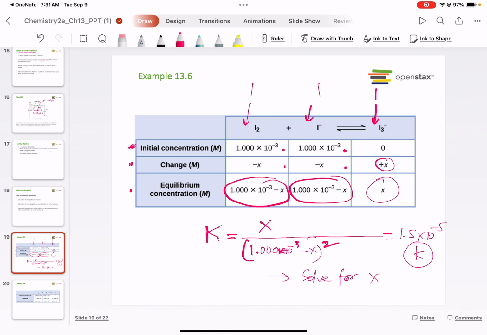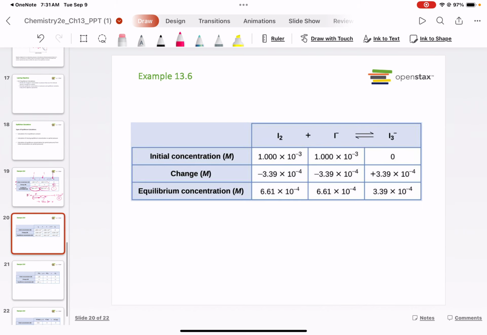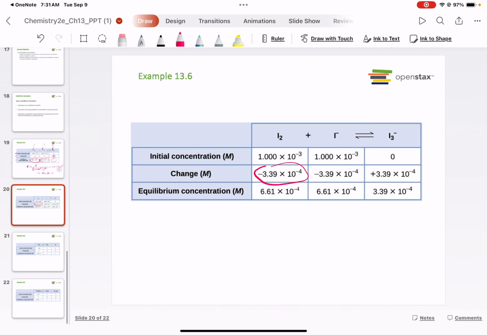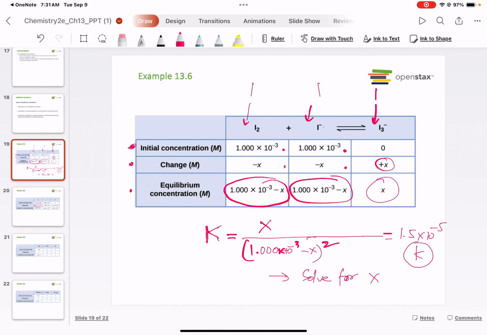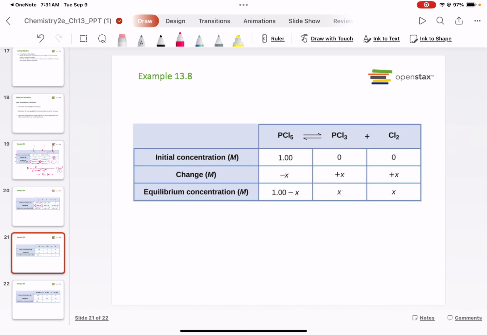Actually, there's an easy way to do that. It could be something that small. Like I said, we can just make up numbers, or we can look up the Kc value for this particular reaction and do the calculations. So this is going to be the same setup for whatever reaction you use, like this one, PCl5 decomposing into PCl3 plus chlorine. It's always the same setup.